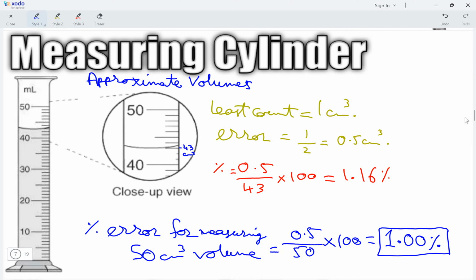Now, this percentage error is much higher than the percentage error we obtain when we measure the same volume using a burette or a pipette, because those pieces of apparatus have been designed for accurate measurement. So, accuracy is of key importance in those devices. So we only use them when the accurate volume needs to be measured. The reason the measuring cylinder does not measure accurately and only approximately is because it has a much wider diameter as compared to a pipette or a burette.